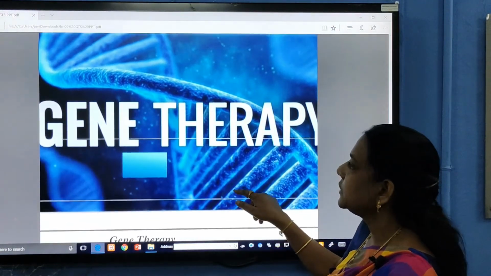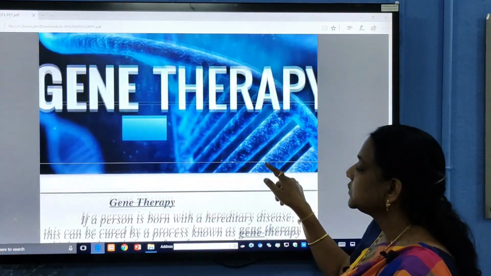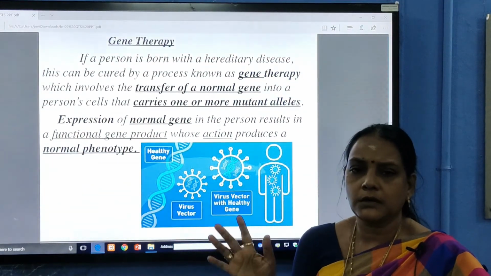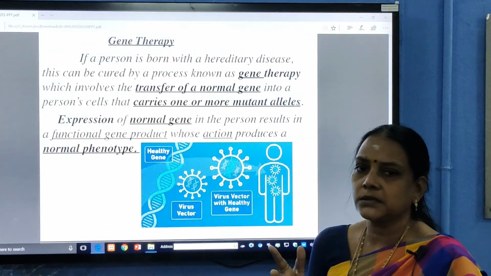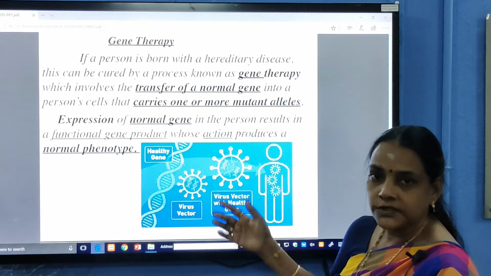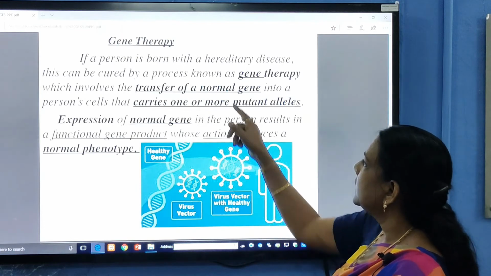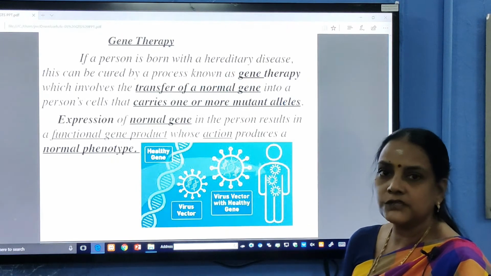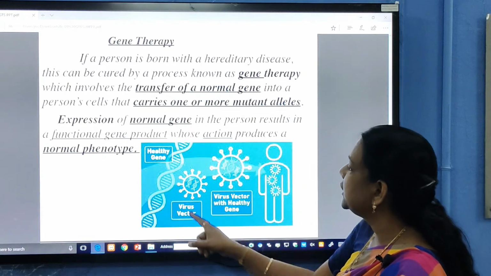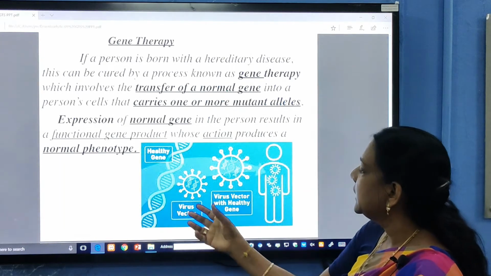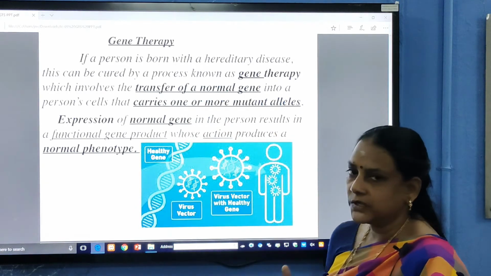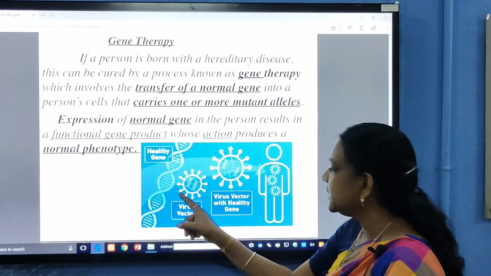So the next topic you are going to see here is gene therapy. In gene therapy, first of all, there are some diseases which cannot be cured, with no alternative. Only death is the final destination, they say. But now this is not the case. You can find gene therapy as an alternative treatment. It is for hereditary disease, which can be cured with the help of gene therapy. Okay, you are transferring a normal gene, a healthy gene, see the picture here, to the person who carries one or more mutant alleles. So if a person has a mutant allele, for them you can transfer the normal gene.